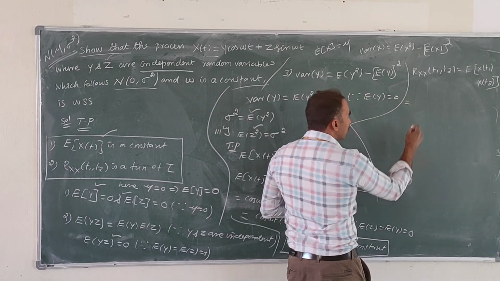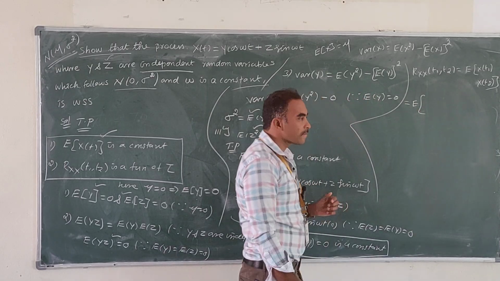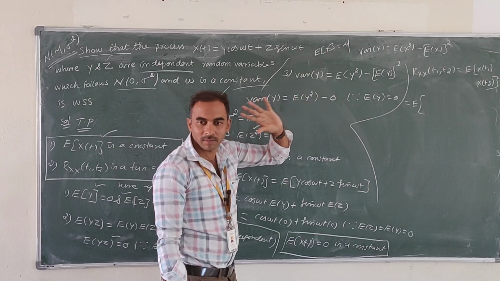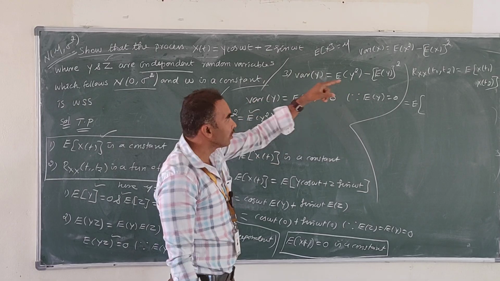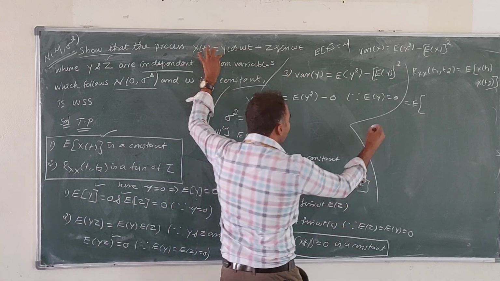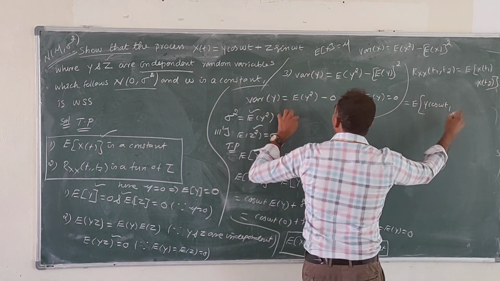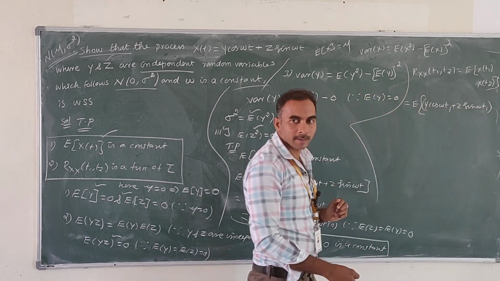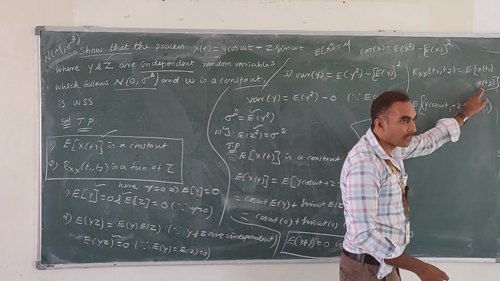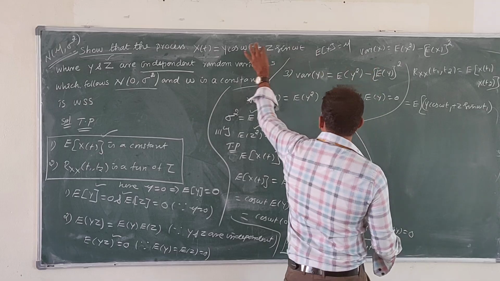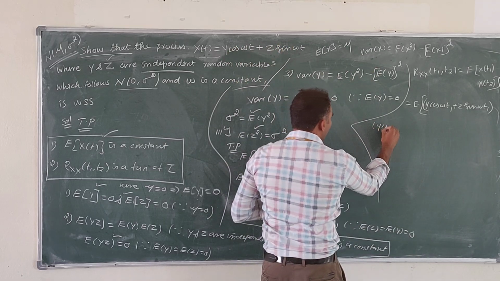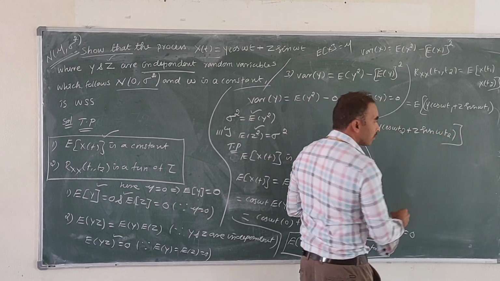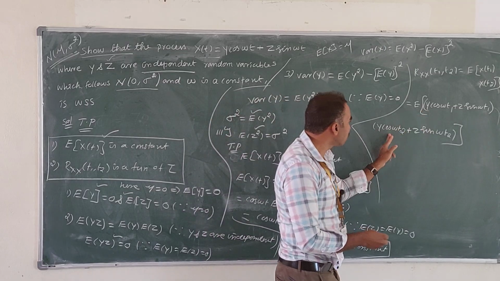So equal to E of x of t1. What is x of t? y cos omega t plus z sin omega t. So what notation comes here? t1. What should we substitute everywhere? t1. So y cos omega t1 plus z sin omega t1, put brackets. OK, what is the next function? x t2. So substitute t2: y cos omega t2 plus z sin omega t2. Now multiply these two.